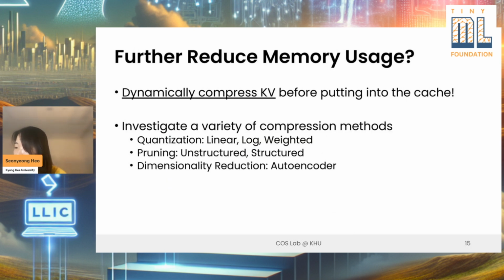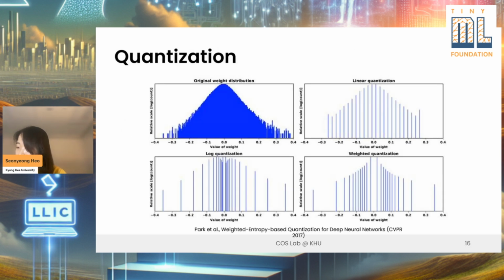To further reduce the memory usage of KV cache, we tried dynamically compressing KV values before we put the values into the cache so that they consume less memory space. We investigated a variety of compression methods: dynamic quantization, dynamic pruning, and dynamic dimensionality reduction. First, I would like to discuss the dynamic quantization of KV values.